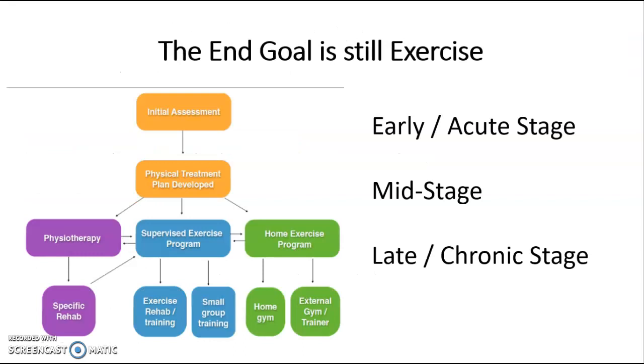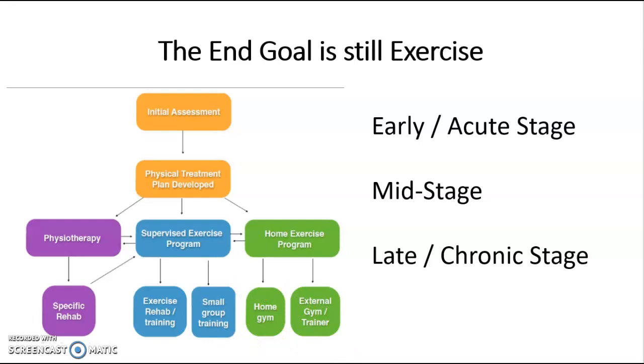So we want to begin with the end in mind. So the goal is to make sure that the patient or the client is maintaining their fitness with exercise. So they might have physiotherapy very early on where we're targeting very specific parts of rehab. They might then need some supervised exercises where they might be part of a group or some individual training, and then we want to push them into their home exercises, either going to a gym or using their own gym.